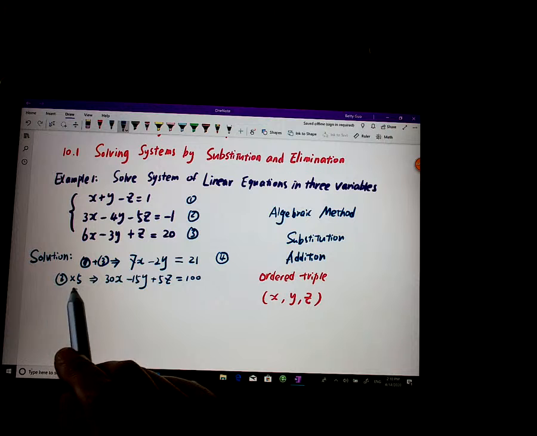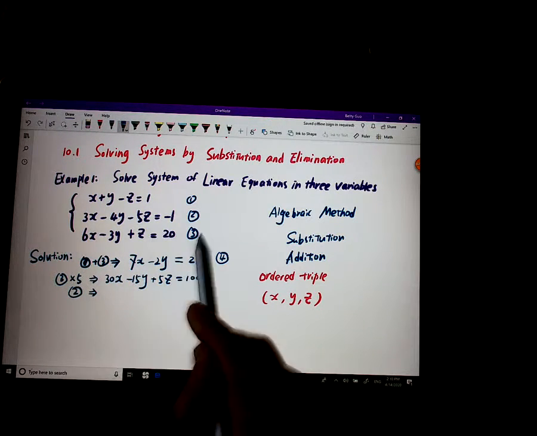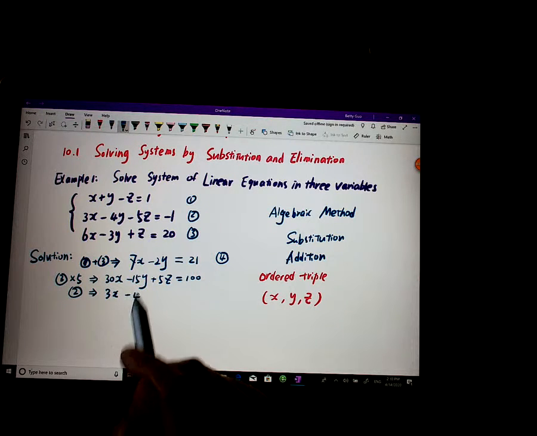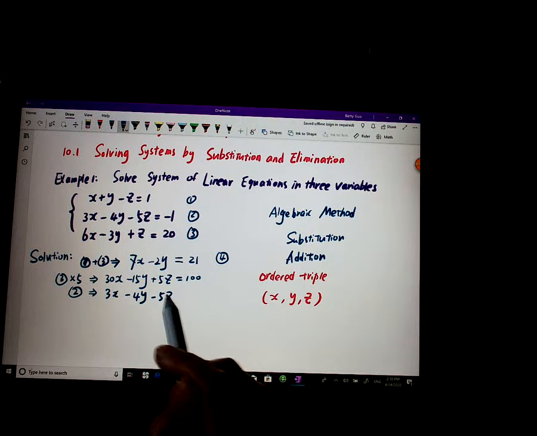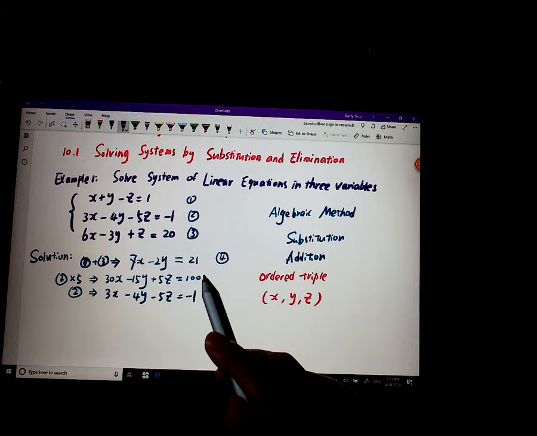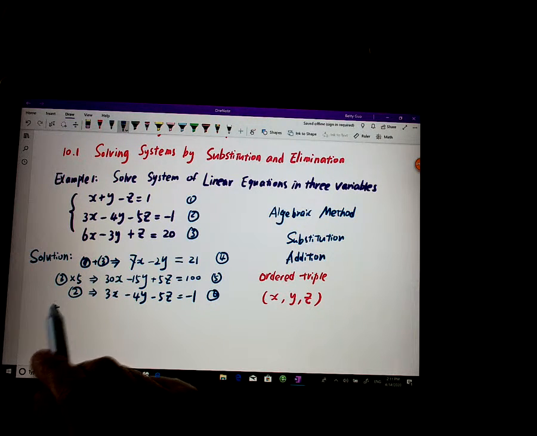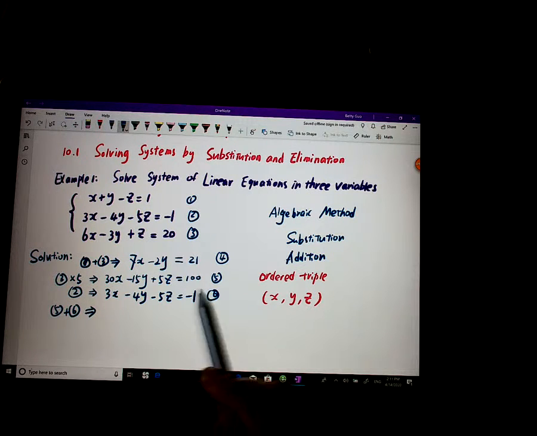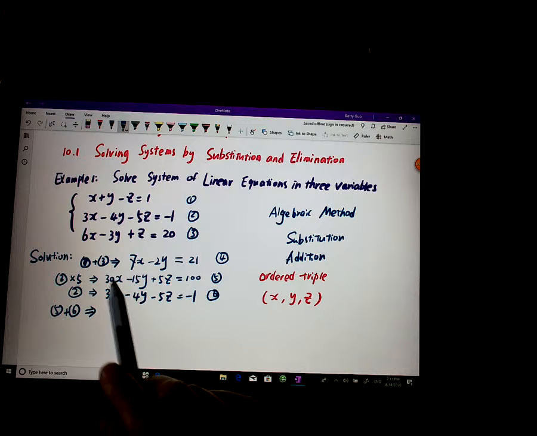And in equation 2, I'm going to copy equation 2 right below this equation. That is 3x minus 4y minus 5z equals negative 1. Look at those two equations. We can label them number 5 and number 6. If we add number 5 and number 6 together, let's see what the sum equation is.